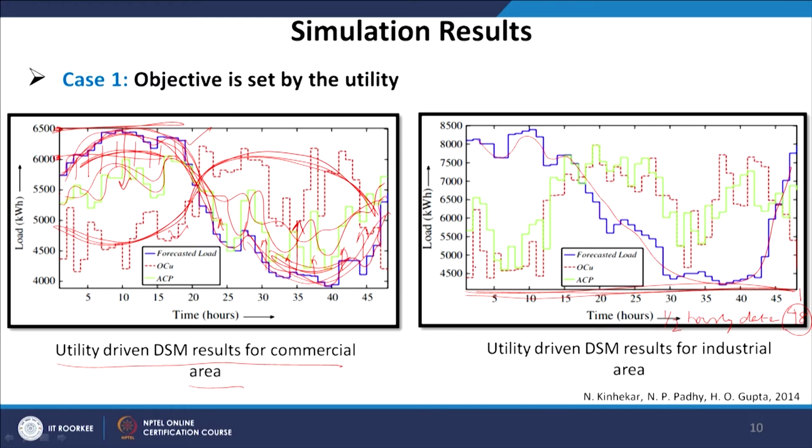And now, here also we can say the peak which was at approximately 8,400 is now reduced to 8,000. So, there is a small reduction in my peak due to the DSM program in place, even for industrial consumers.